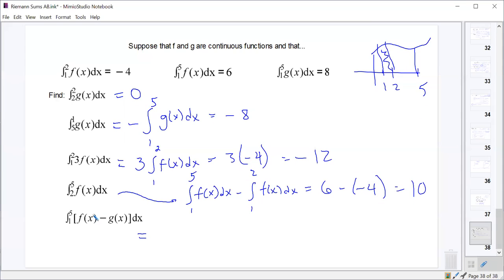And what about the last one? We can separate that into 2 separate integrals. The integral from 1 to 5 of f of x minus the integral from 1 to 5 of g of x, which ought to be 6 minus 8, or -2. Good or no? Good. Cool. That's it for today.